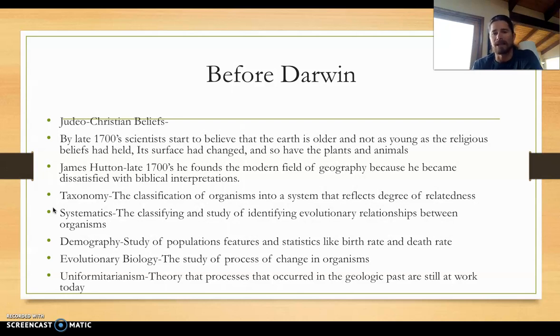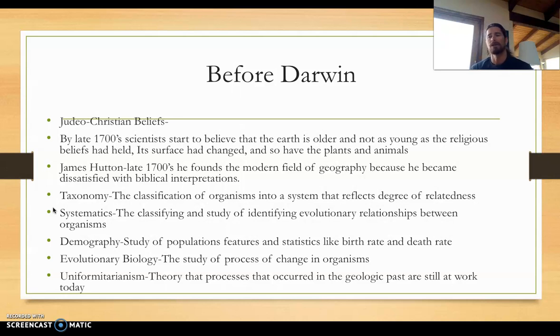Systematics is the classifying and study of identifying evolutionary relationships between the various species, right? And that video on Darwin definitely goes into systematics for sure. Demography is the study of populations, features, and statistics like birth rate and death rate. These are all just terms that you guys need to be familiar with.